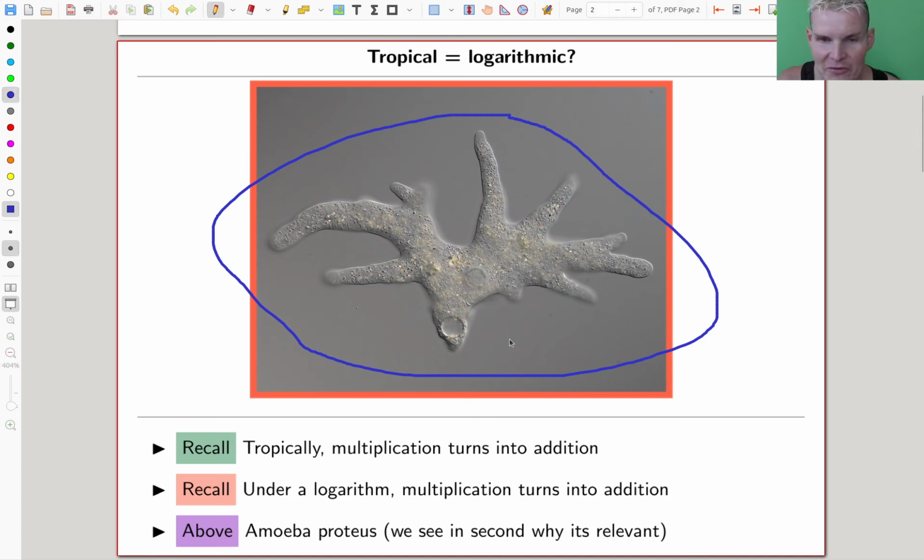But anyway, you can literally already see, doesn't it look a little bit like a tropical variety here? Something like that, maybe. Doesn't it look like a tropical variety? Anyway, we'll come to that in a second.